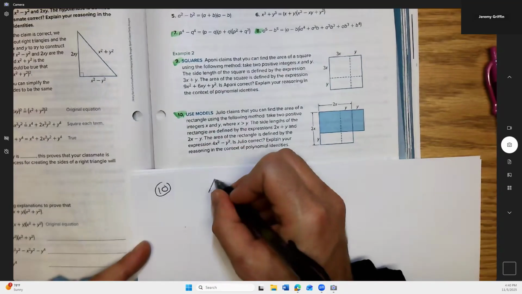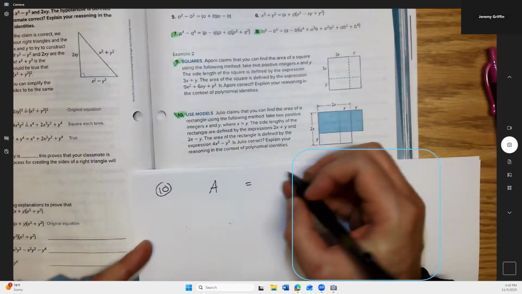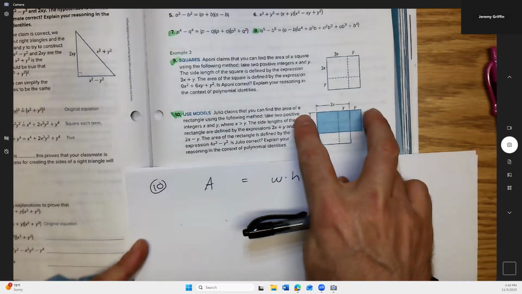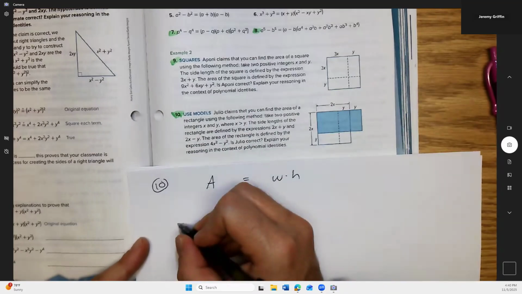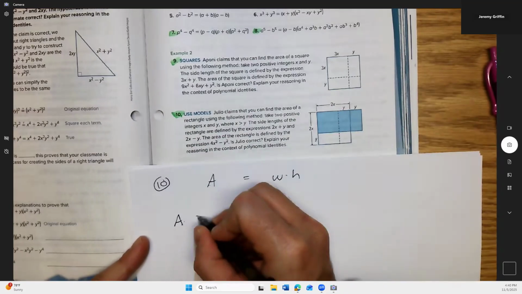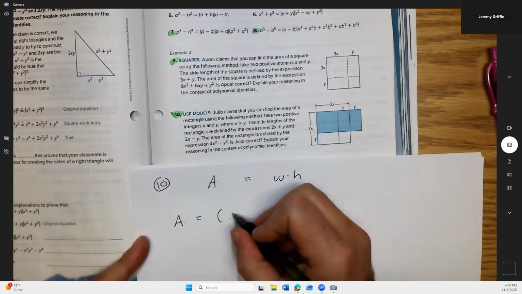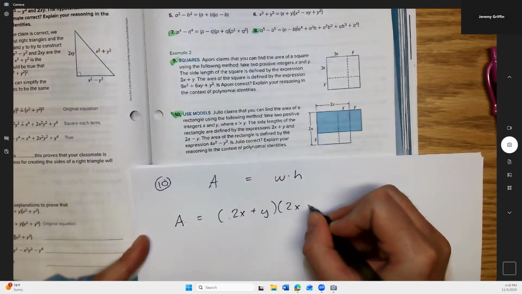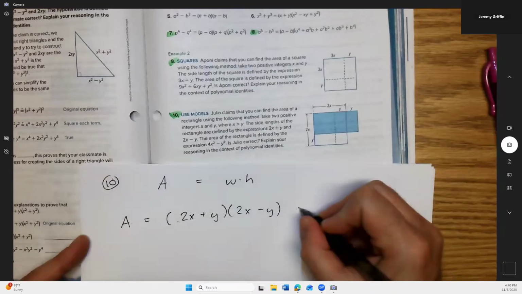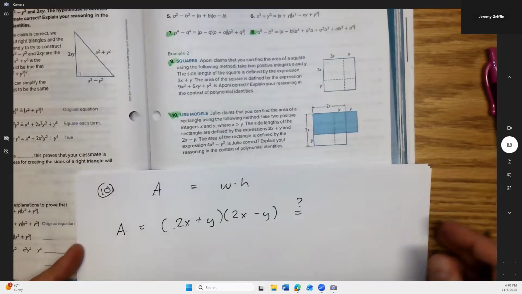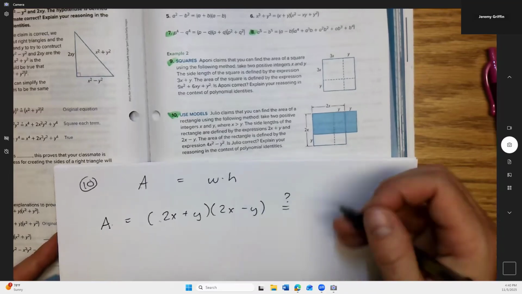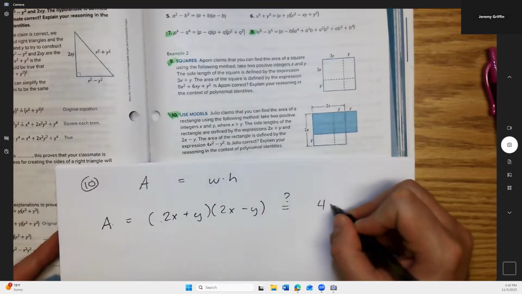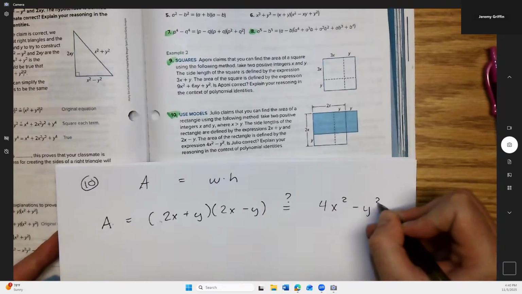So I know that the area of a rectangle is equal to width times height, or you could say length times width, or whatever. I'm calling this width and I'm calling this height. So area as a function of x and y would be, let's see, the width is 2x plus y, and the height is 2x minus y. Okay? Now, Julio is claiming, so I'll write equals with a question mark, because we don't know if Julio is actually correct or not, that it's equal to, where was it? 4x squared minus y squared. 4x squared minus y squared. Okay, so is this correct?